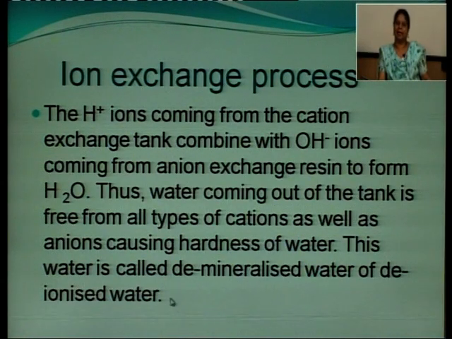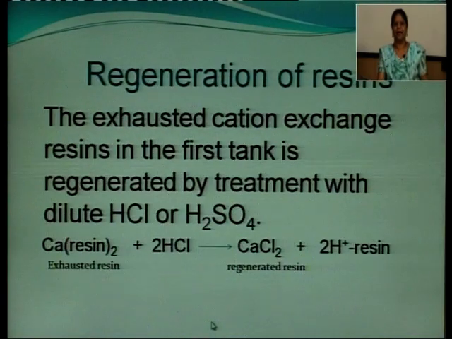As we have removed all the minerals which are present, or all the ions other than H ions and hydroxyl ions, from water, this process is also known as demineralized water or deionized water. The water which we are getting from anion exchange resin is known as demineralized water or deionized water.